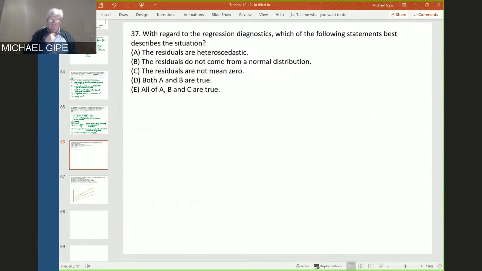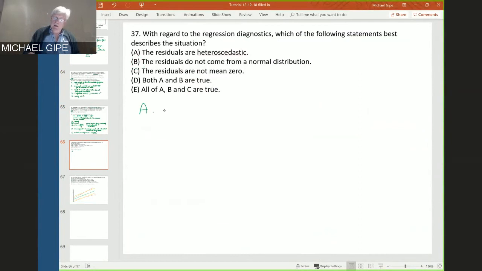Next one, 37. With regard to the regression diagnostics, which of the following statements best describes the situation? A, residuals are heteroscedastic. B, residuals do not come from a normal distribution. C, residuals are not mean zero. D, both A and B are true, E, all of A, B, and C are true. Well, we have some possibilities here.